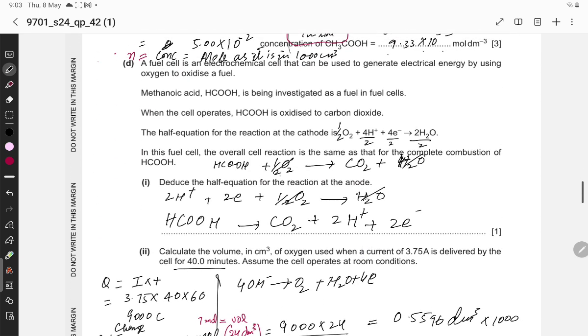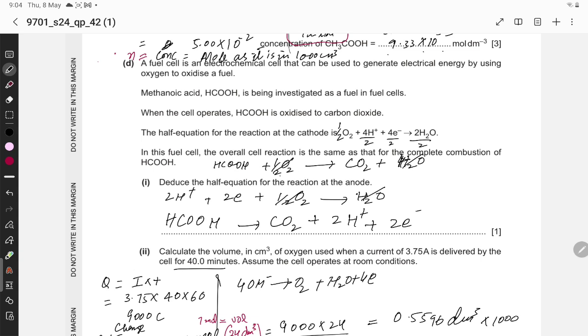A fuel cell is an electrochemical cell that can be used to generate electrical energy by using oxygen to oxidize a fuel. Methanoic acid is being investigated as a fuel in fuel cells. When the cell operates, HCOOH is oxidized to carbon dioxide. The half equation for the reaction at the cathode is oxygen plus 4H positive plus 4 electrons to form water. In this fuel cell, the overall cell reaction is the same as that for the complete combustion of HCOOH.